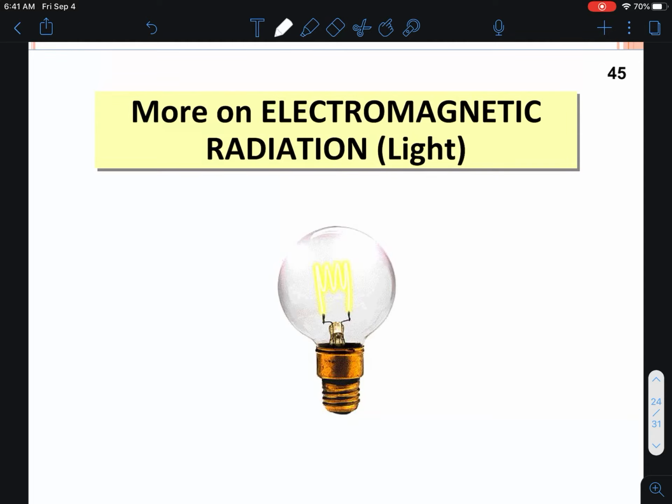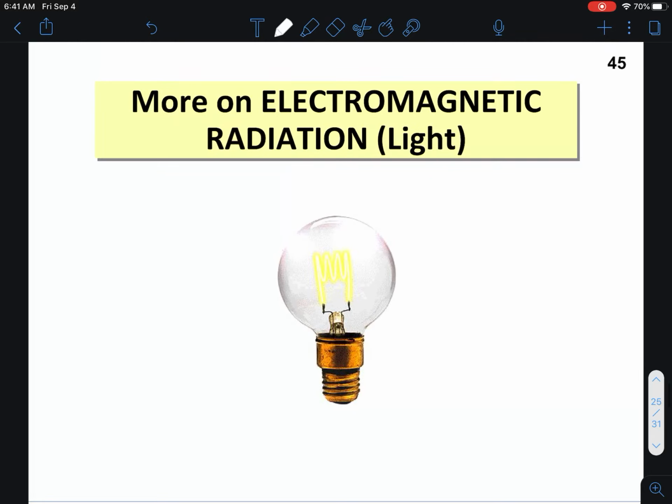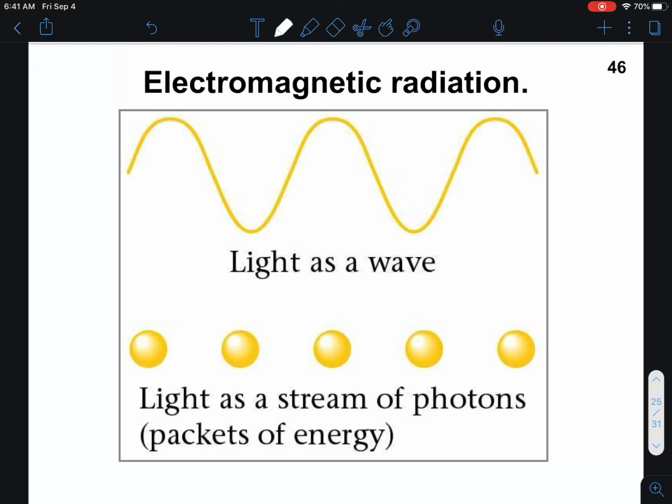All right, so let's talk a little bit more about light. Yesterday we introduced the idea of what light is, how light is created, and the fact that light moves as a wave and also as a photon, which is a little packet of energy. We're going to continue with that theme: light, or electromagnetic radiation, can move as a wave or as a packet of energy. And remember how light is created?